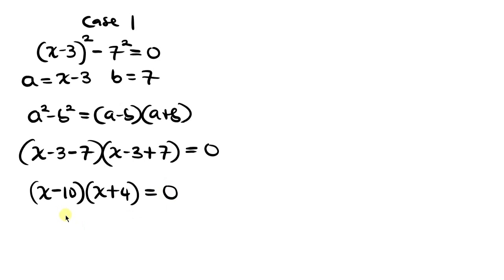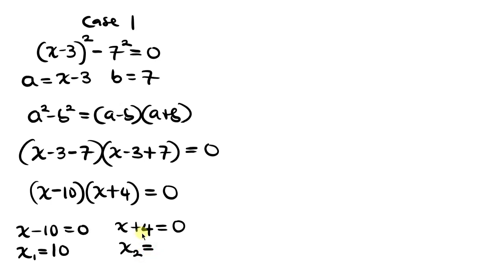So there are two cases here. We have x − 10 equal to 0, or x + 4 equal to 0. So I'm going to be having two solutions for x from here. The first solution for x will be equal to, as negative 10 crosses to the right, it becomes 10. Now the second solution for x will be equal to, as 4 crosses to the right, it becomes negative 4. So we have two solutions for x from case 1.